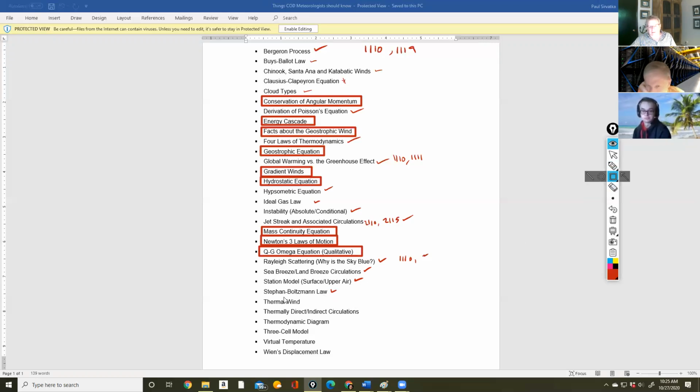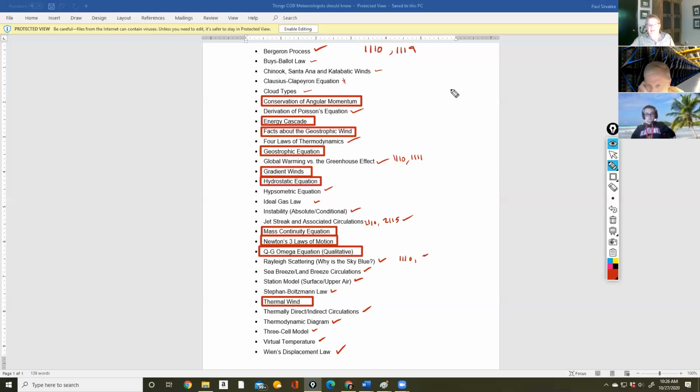Thermal wind. We will end the semester with thermal wind. Thermally direct, indirect circulations, we've mentioned a number of times. We will talk a little bit about it during this class as well. Thermodynamic diagrams we do in other classes. You need to know that. We've talked about it here. 3-cell model, we do that in 1110, 1111. Virtual temperature, we've done. Wien's displacement law, we have talked about in other classes. So the stuff that's in the squares are the ones that you should do last because we're going to be talking about them in class. Everything else you can work on.